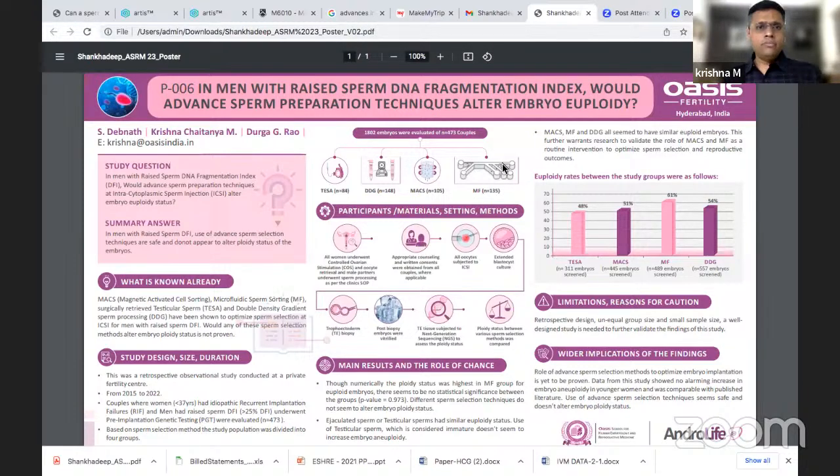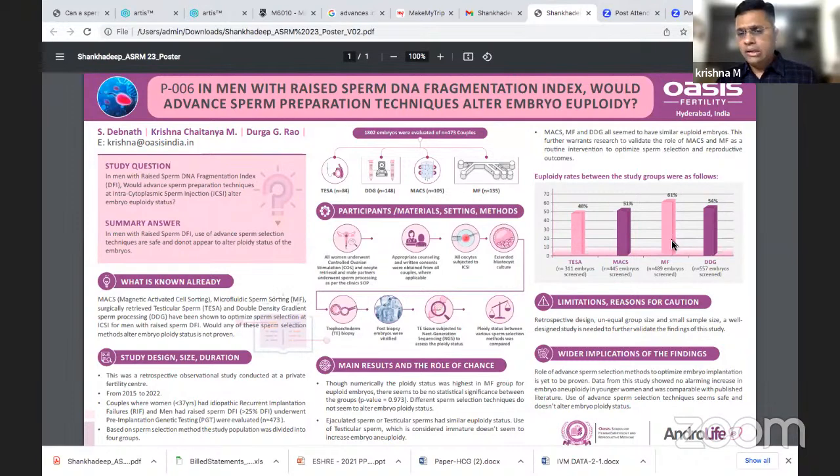So in men with raised sperm DNA fragmentation, that was the criteria. Then we looked at TESA, double density, MACS, and microfluidics, and we had almost 84 patients in the TESA group, 148 double density, 105 MACS patients, and 135 microfluidic patients. And then I'll take you directly to the results where we compared the euploidy rates. Honestly, it didn't make a huge difference.